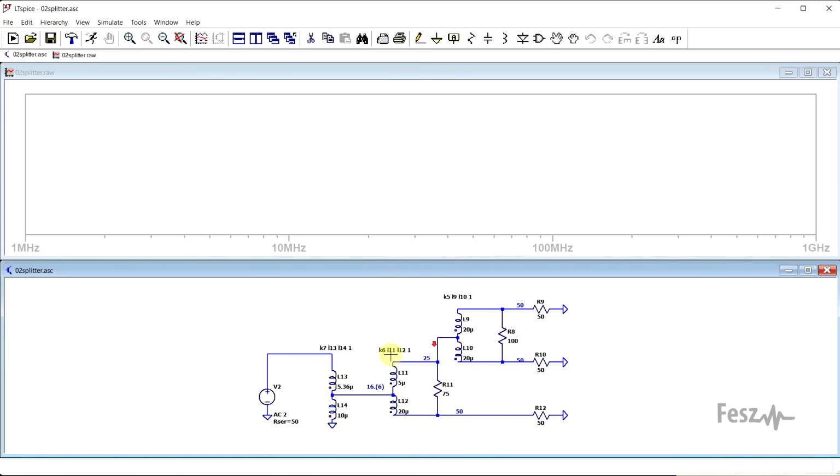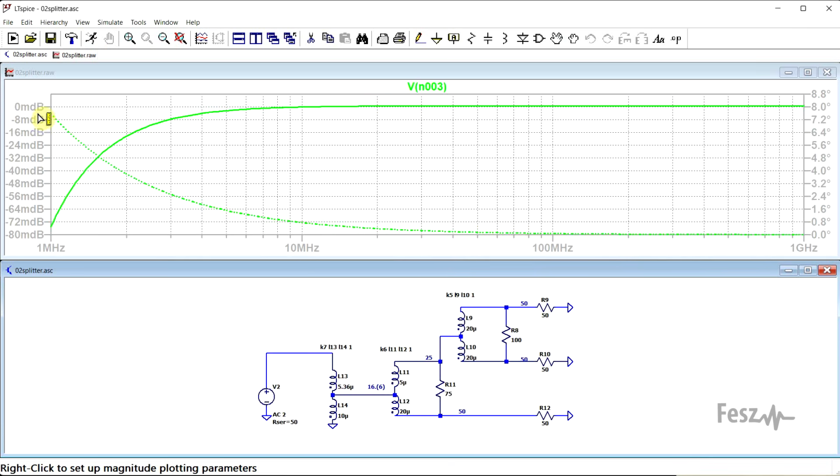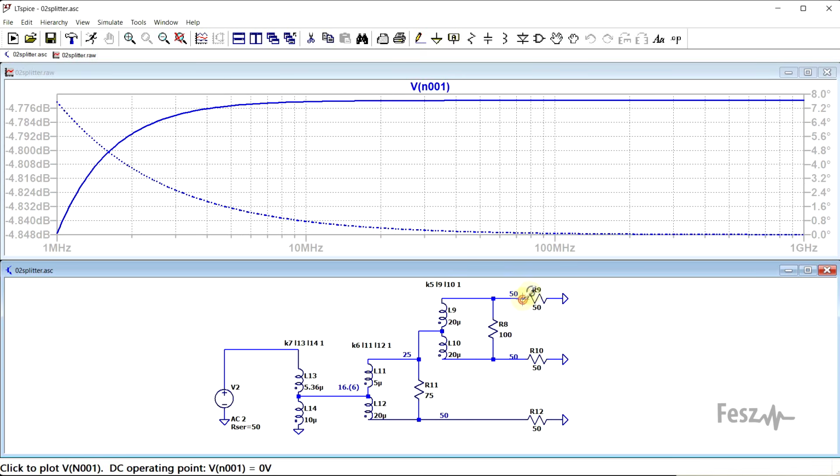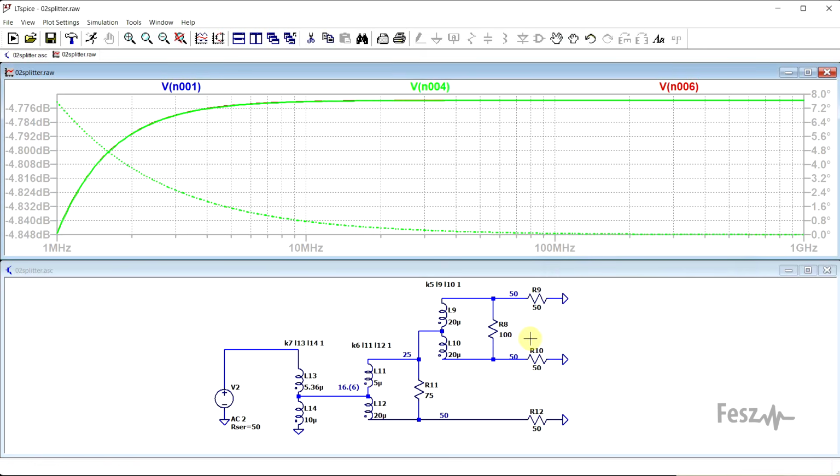Now, if we run the circuit, and we start by looking at the input side, again we see a value of 0 dB, so our signal source of value 2 is matched to the circuit, we see half of that value. And if we look at the various outputs, we can see that all three of them have exactly the same value, which, once it's stabilized, is at around minus 4.77 decibels, which is a third of the 0 decibels of input power. So the splitter is working as expected.